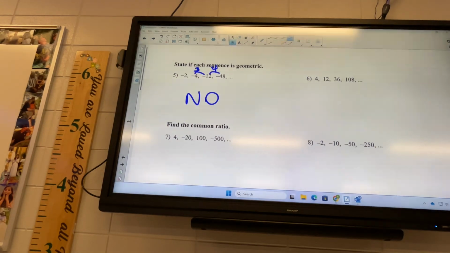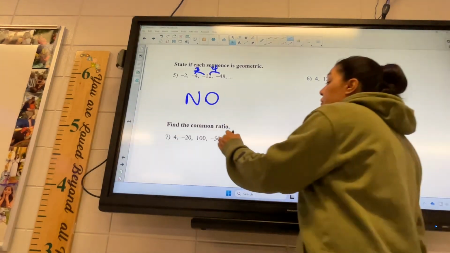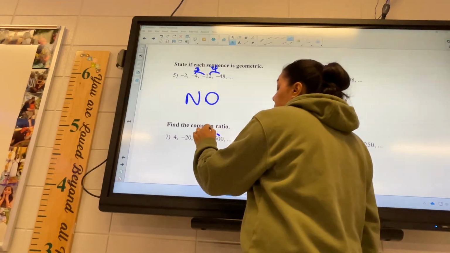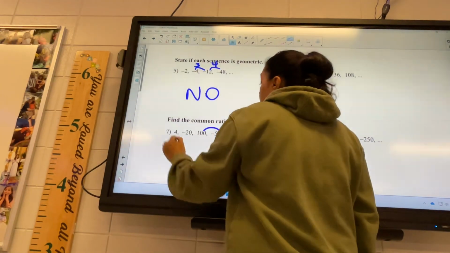Okay, find the common ratio. They're saying it is geometric. You just need to figure out what it is. So you can just check the first one. Negative 500 divided by 100. Negative 5.